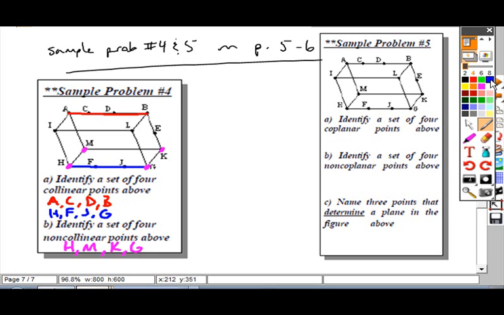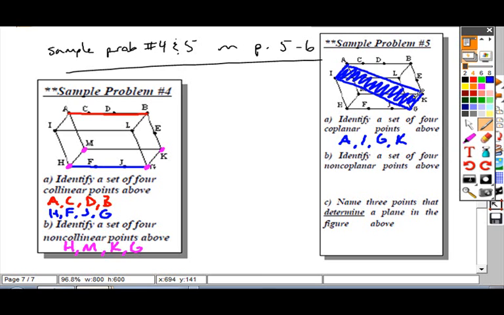All right, for sample problem 5, Kylie. So A, I, and which ones? G, K. All right, you went right for the challenging one. Good. Okay, so A, I, G, and K. Here's A, I, G, and K. You can see right here, these are contained in a single plane. It's this blue shaded plane. So that set of 4 would be considered coplanar.